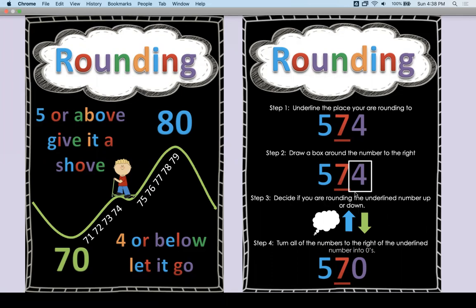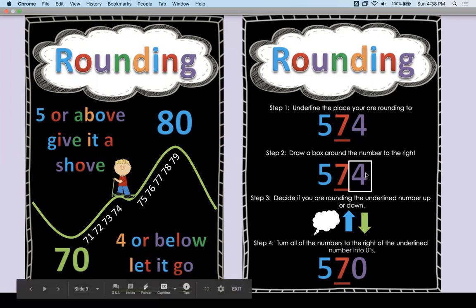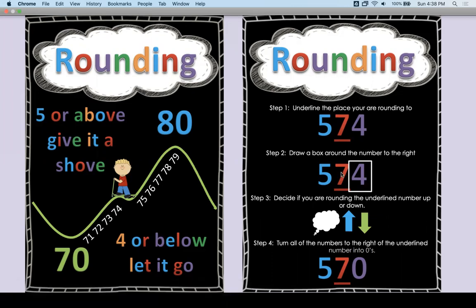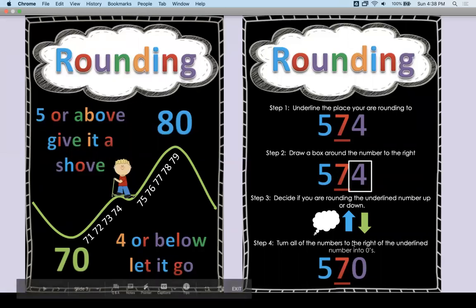Then you're going to decide, is the 4 telling me to round down, or is it telling me to round up? If it's a 4, remember that saying, 4 and below, let it go. It's a 4, so that means the 7 is going to stay the same. It's not going to change. It's closer to 570 than it is to 580. So we're going to keep the 7 the same, and everything after becomes 0. Essentially, 574 is about 570 because that's what we rounded to.